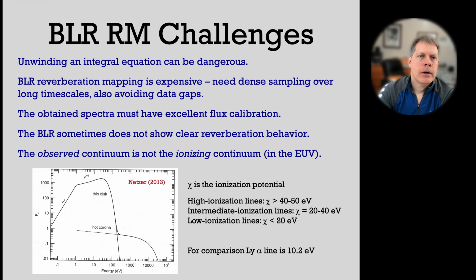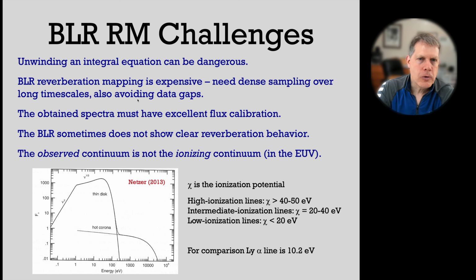So there are some challenges with attempting to perform reverberation mapping of the broad line region. First of all, as I've shown you, you have this convolution equation that you're trying to unwind. That is a challenging procedure. To have a reasonable chance of unwinding that in a robust manner, you must have high quality data, which means this BLR reverberation mapping effort is going to be an expensive one. You need dense, reliable sampling over long time scales of an active galactic nucleus, all with spectroscopy.